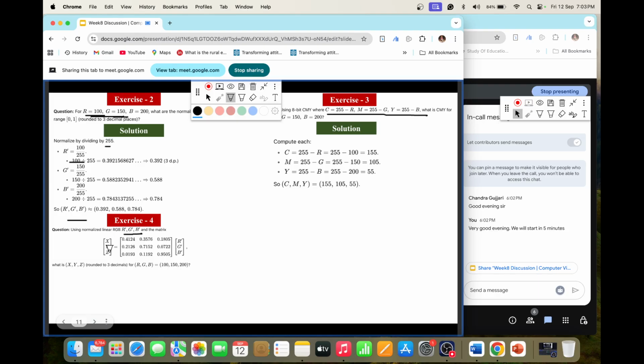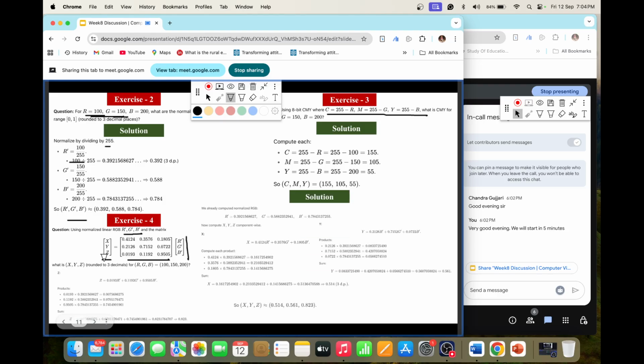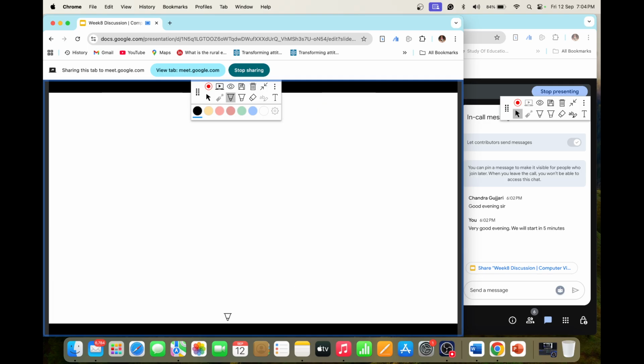Third question, if you have this R', G', B', how to calculate the capital X, capital Y, capital Z values, that is CIE XYZ values. The matrix has already been given, and R', G', B' are not given, but you have calculated them from this question itself. So just put the R', G', B' values and get the X, Y, Z values. You do the matrix multiplication: this row will be multiplied by this to get the X, this will be multiplied by this to get the Y, and this row will be multiplied by this to get the Z. So by that you can get the X, Y, Z values. This is regarding RGB, CMY, and CIE XYZ.